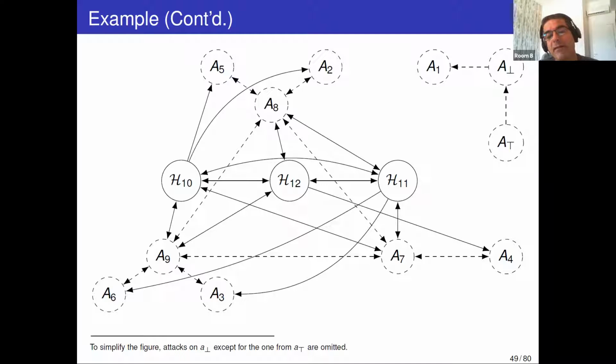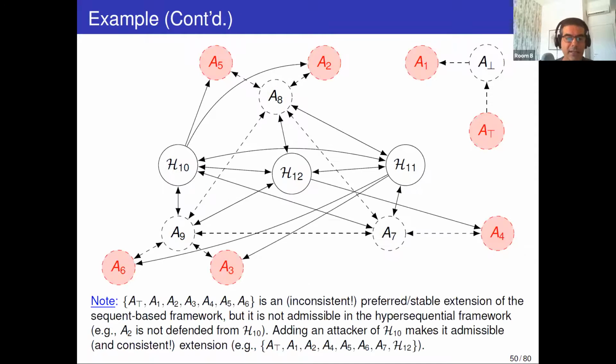However, we have two main advantages. One is that, as I said previously, we can use, in many cases, cut-free hypersequence calculi. And the other advantage is that some limitations of sequence-based argumentation can sometimes be avoided by moving to hypersequences. For instance, if we use the sequence-based argumentation, note that we have, in this case, one inconsistent preferred or stable extension consisting of the red nodes. So this extension is not consistent.